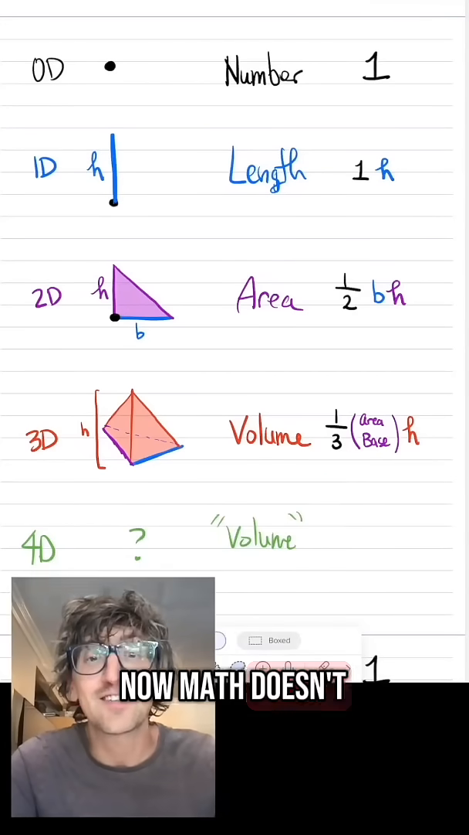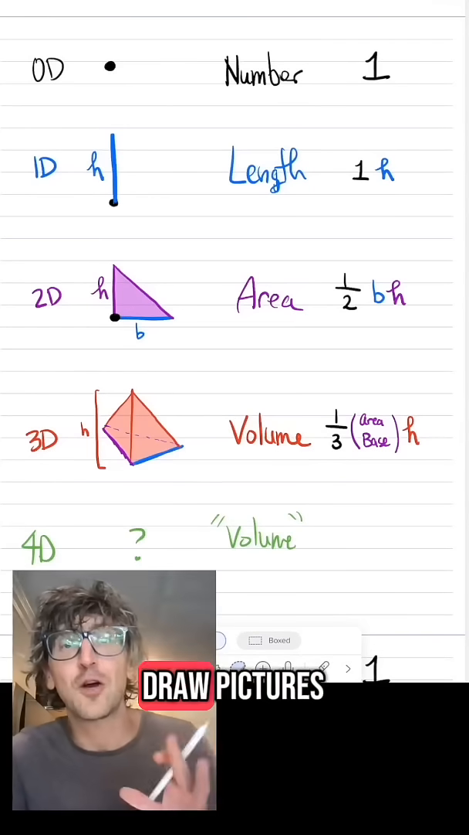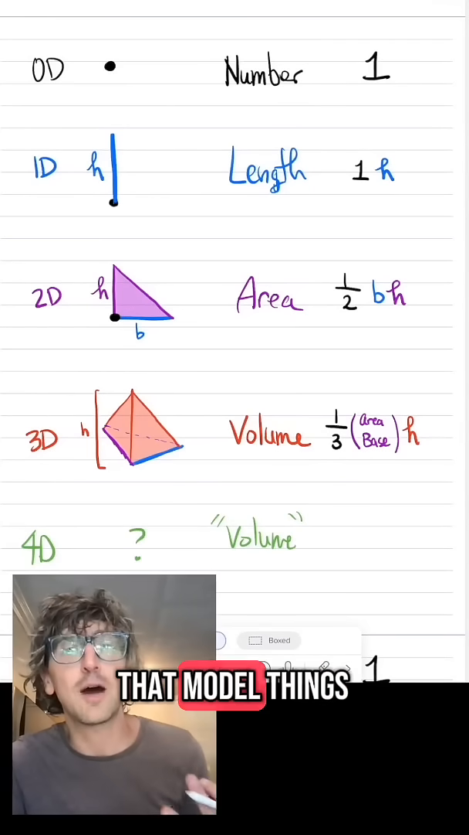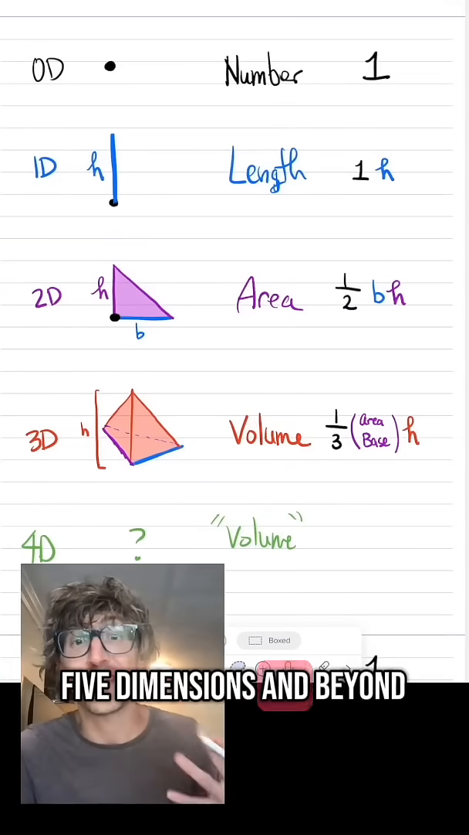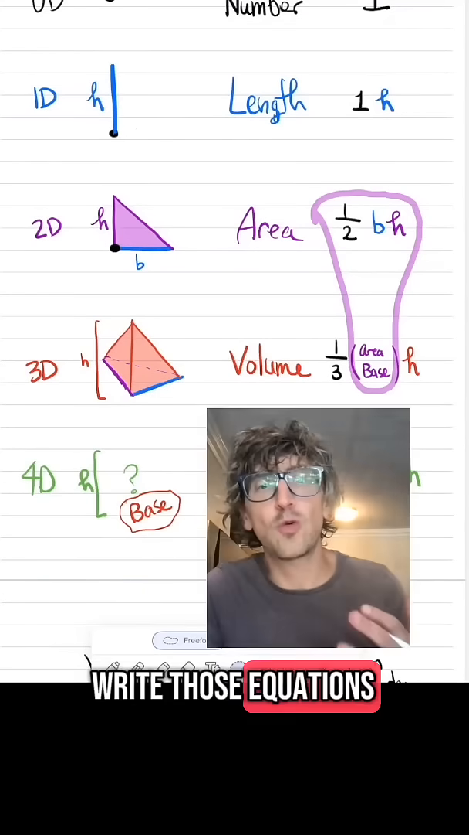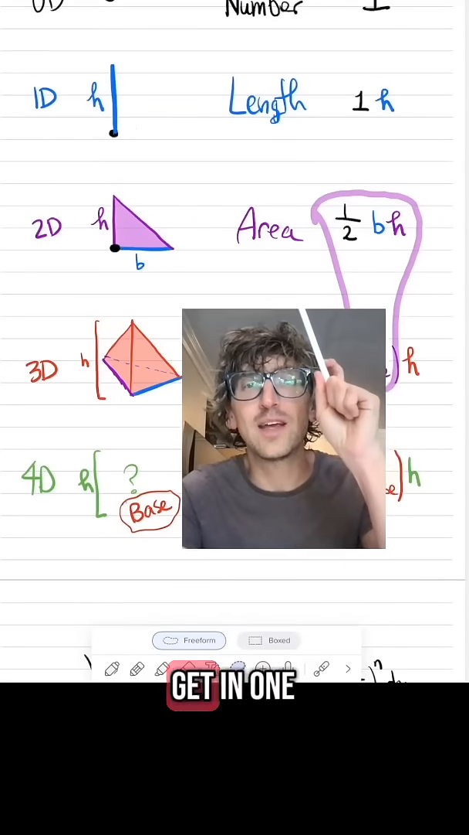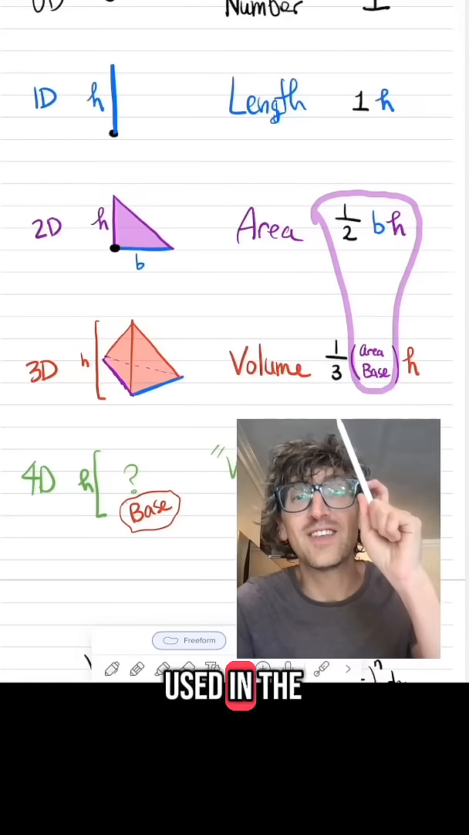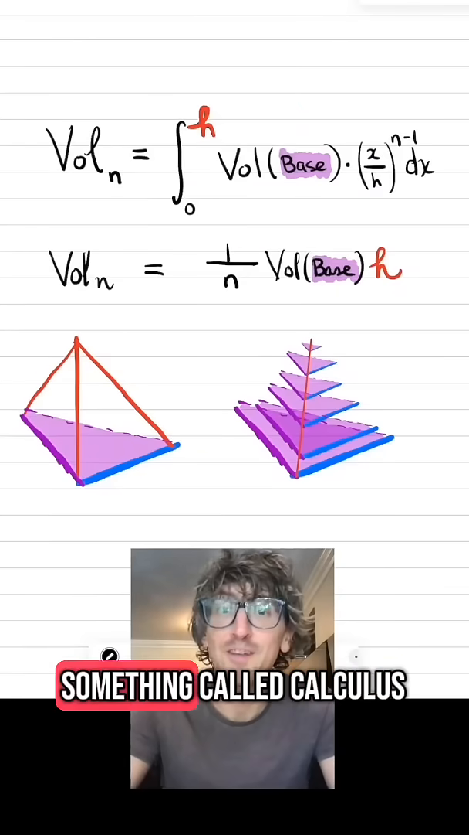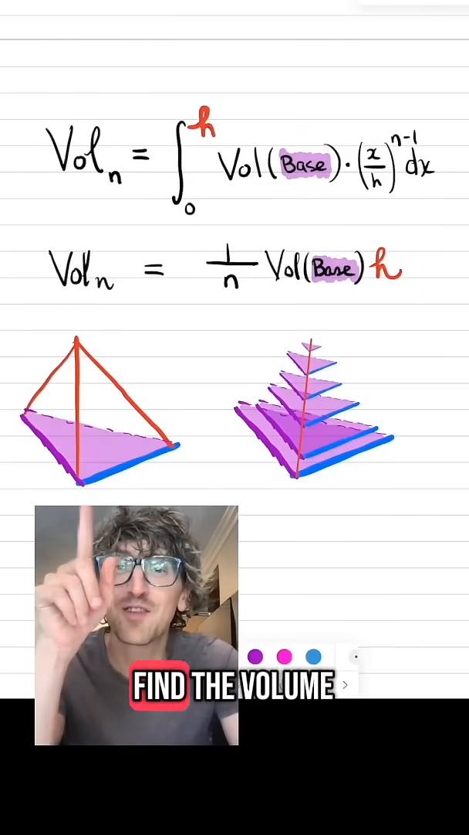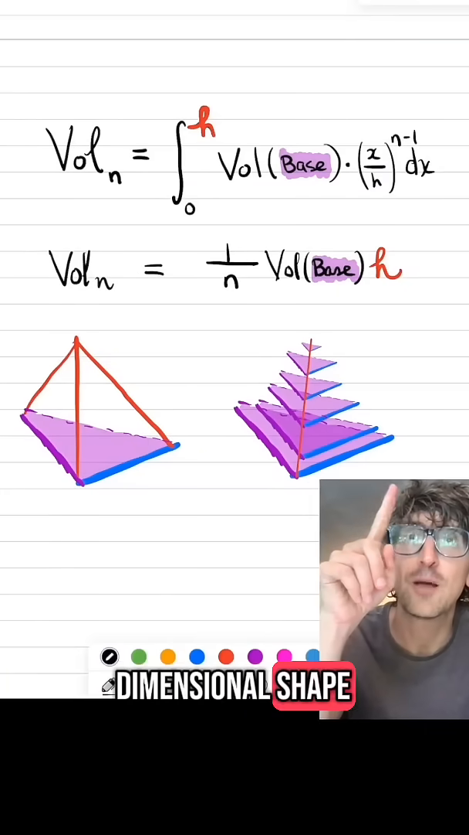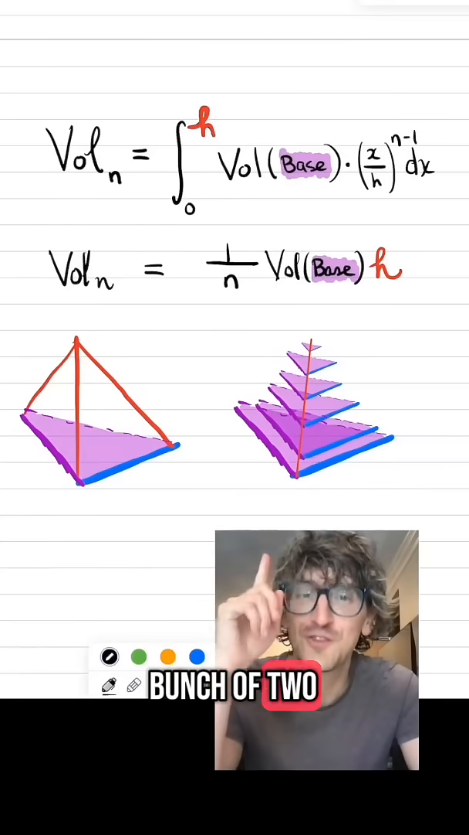Now, math doesn't stop in 3 dimensions. It's hard to draw pictures, but we can write equations that model things in 4 or 5 dimensions and beyond. And when we write those equations and work things out, we notice there's actually a pattern. The answer we get in one step can be used in the next step, and this is the subject of something called calculus, where you might, for instance, find the volume of a 3-dimensional shape by breaking it up into a bunch of 2-dimensional shapes.